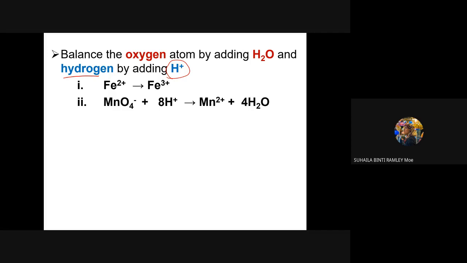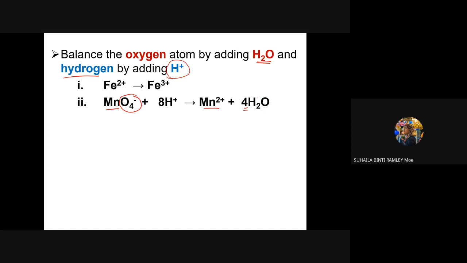So tadi sini kita balance untuk Mn, 1 Mn, 1 Mn. So sini kita ada 4 oxygen. So to balance oxygen, kita akan add H2O. How many H2O that we need to add? Depends on berapa oxygen. So here kita ada 4 oxygen, so kita add 4 H2O.